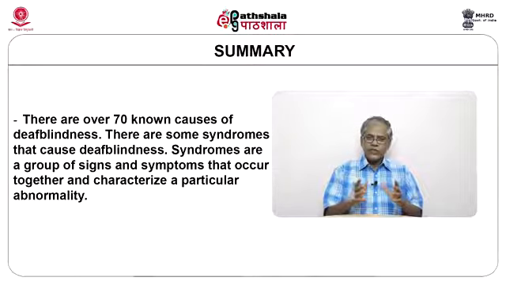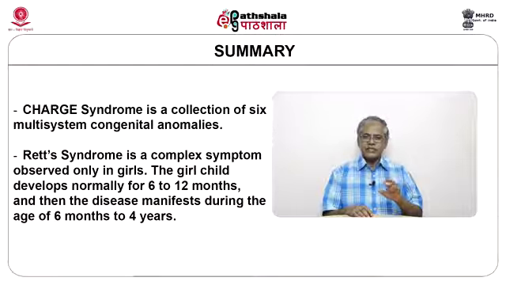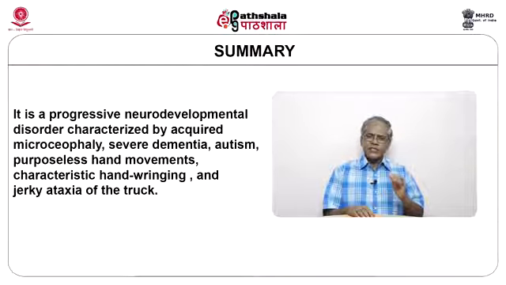Syndromes are a group of signs and symptoms that occur together and characterize a particular abnormality. CHARGE syndrome is a collection of 6 multi-system congenital anomalies. Rett's syndrome is a complex symptom observed only in girls. A girl child develops normally for 6 to 12 months, and then the disease manifests during the age of 6 months to 4 years. It is a progressive neurodevelopmental disorder characterized by acquired microcephaly, severe dementia, autism, purposeless hand movements, characteristic hand wringing, and jerky ataxia of the trunk.